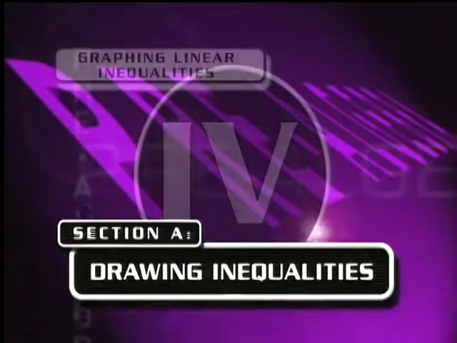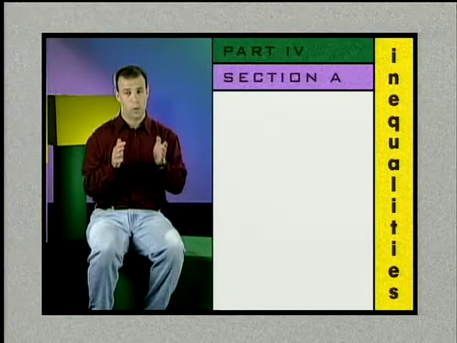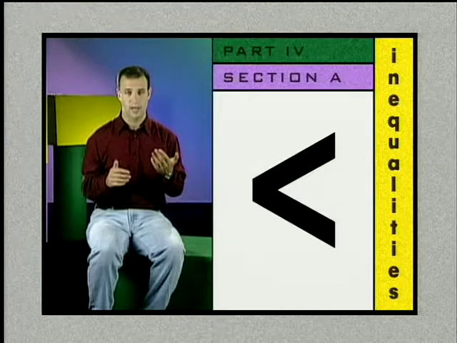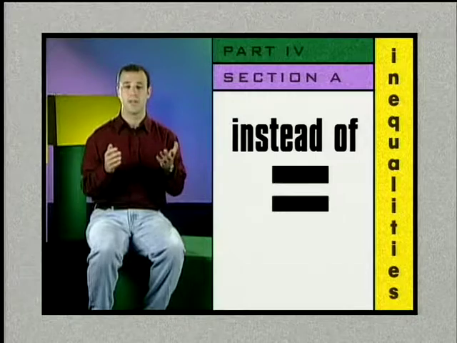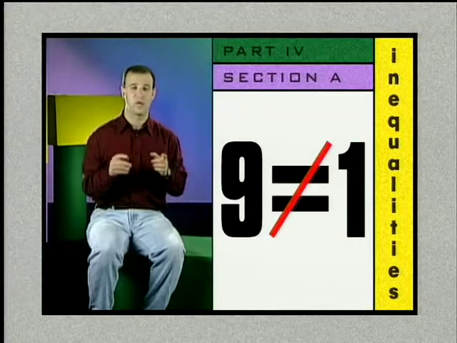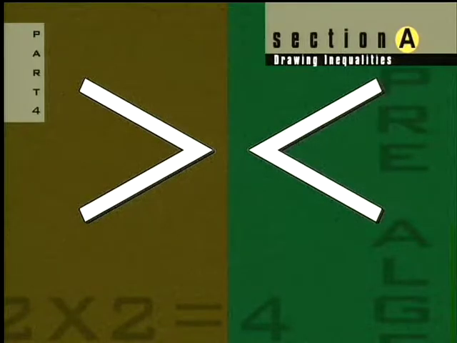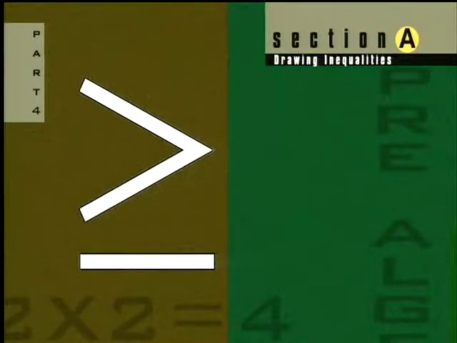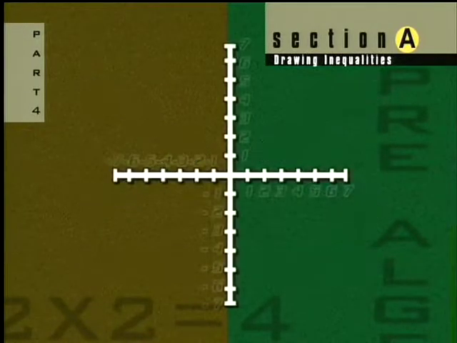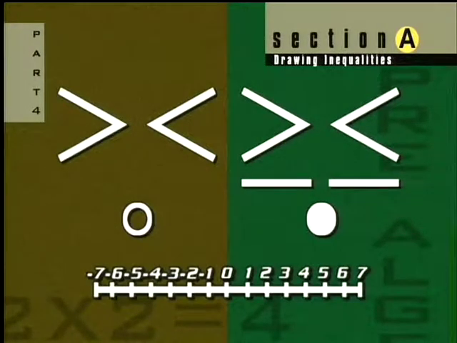Section A, Drawing Inequalities. Remember that an inequality is set apart by the fact that it has one of these 4 symbols in it: greater than, less than, greater than or equal to, or less than or equal to. It has these instead of an equal sign because the nature of the expression says that one side is not equal to the other. The way we put these lines on a graph depends on the sign in the inequality. If we've got a plain greater than or less than sign in our inequality, then we're going to use a straight dotted line when we graph it. If we have a greater than or equal to or less than or equal to sign, then our line will be a solid one. This is just like using open or filled-in circles for inequalities on a number line.